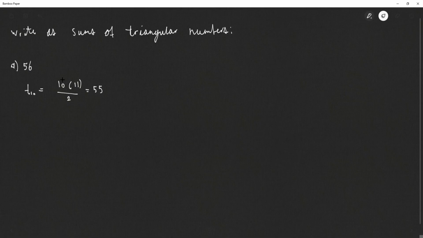However, we know that we still need to make up our 1. But if you remember, our t1, which is our original value for the triangular numbers, is equal to 1. So we're able to add the two together to get that 56 is equal to t10 plus t1, which again is 56 is equal to 55 plus 1.